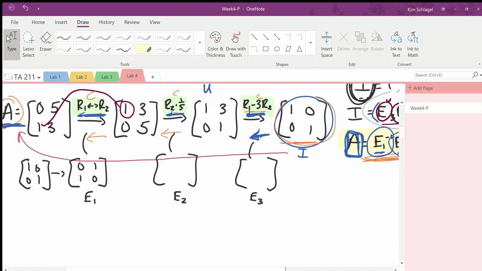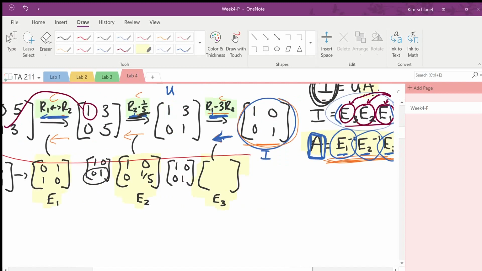Same thing with our second operation here. If we're thinking about the identity matrix, this guy here, and we're multiplying the second row by 1/5, then we get something that looks like this. So this is our second one here. So I'll just highlight them so they're not confused.